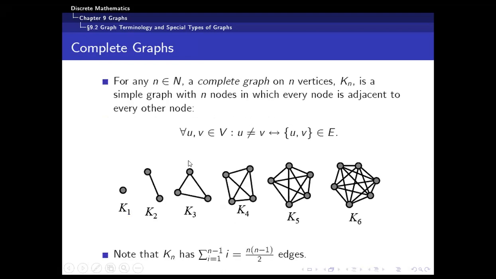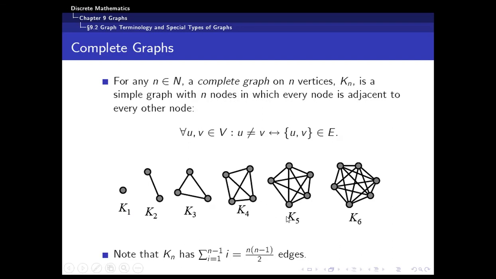So what is a complete graph? For example, n belongs to N, where capital N means the natural numbers and n is the number of vertices. A complete graph on n vertices, denoted by Kn, is a simple graph with n nodes in which every node is adjacent to every other. It means that when all the nodes are connected with each other, that is called a complete graph.